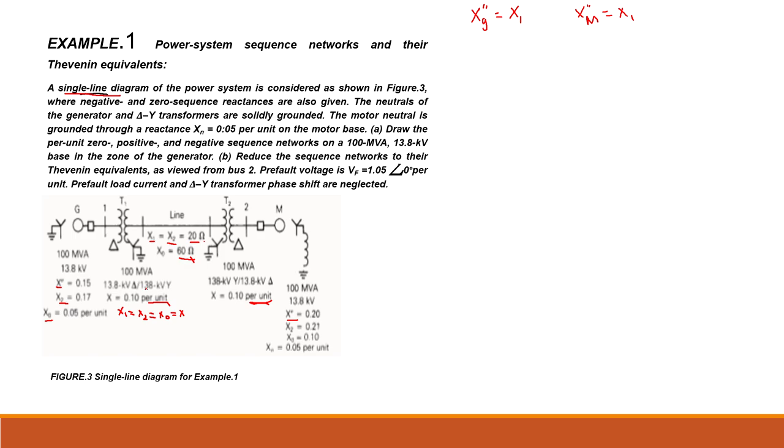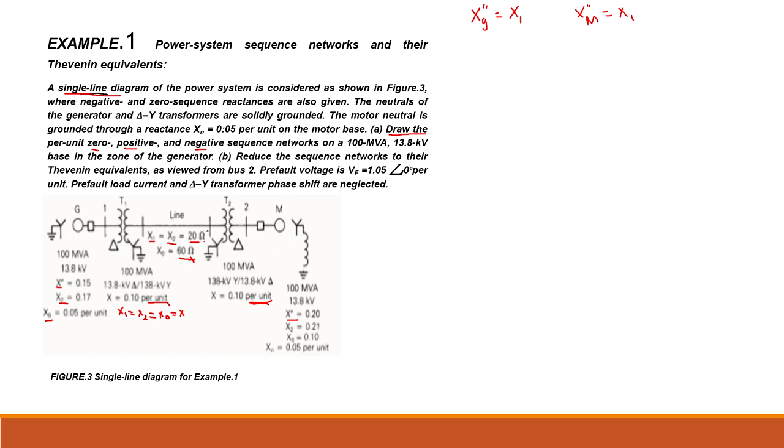So if we conduct the calculation, we need to convert these values from ohm to per unit at the same base values, or the same system base values. The demand from the example is to draw the zero sequence network in per unit, the positive sequence network, and the negative sequence network.